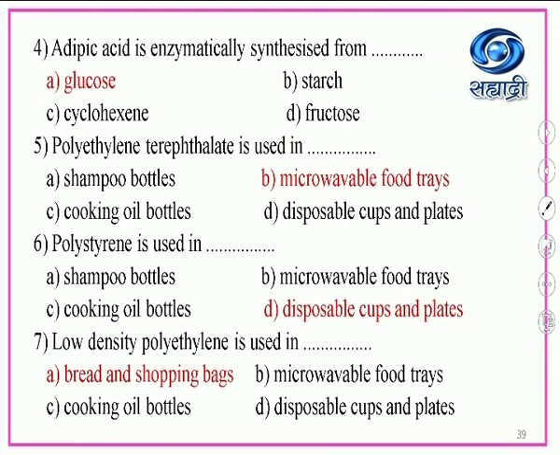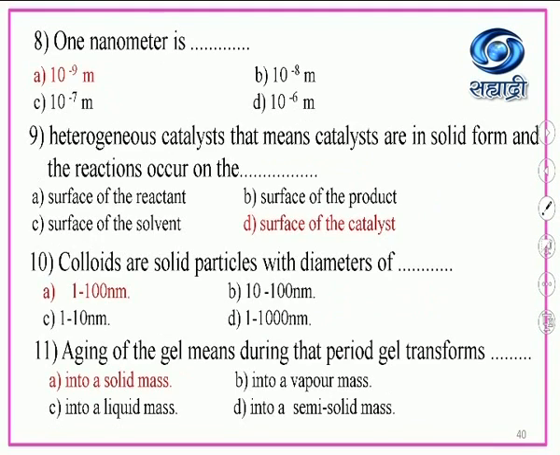So 4 answers are here actually: shampoo bottles, microwavable food trays, cooking oil bottles, disposable cups and plates. But the correct answer is D, that is disposable cups and plates. Low density polyethylene is used in bread and shopping bags, microwavable food trays, cooking oil bottles, disposable cups and plates. Correct answer is bread and shopping bags.